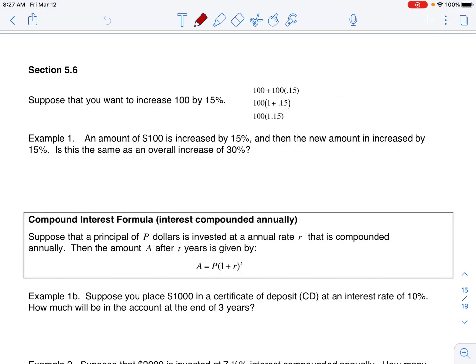Alright, you guys, we're going to go through section 5.6 notes here, and this is on compound interest. So application problems, right? These are like real world examples. When are we ever going to need this, Mr. Rodriguez? Well, here you go. This is when you're going to need it.